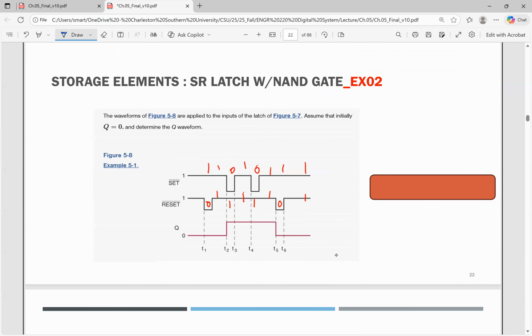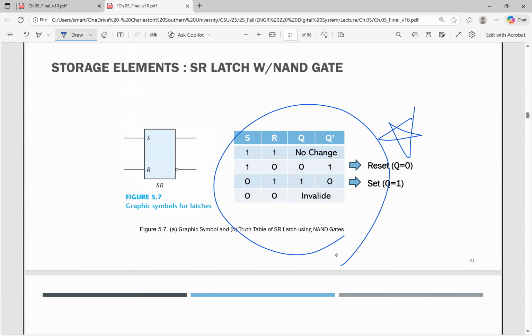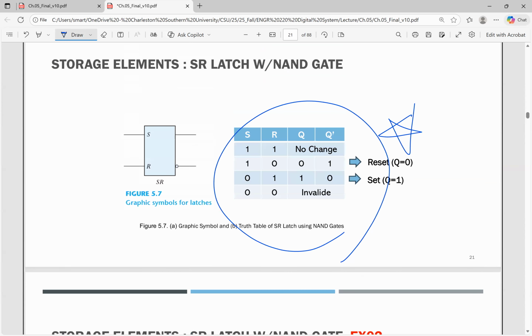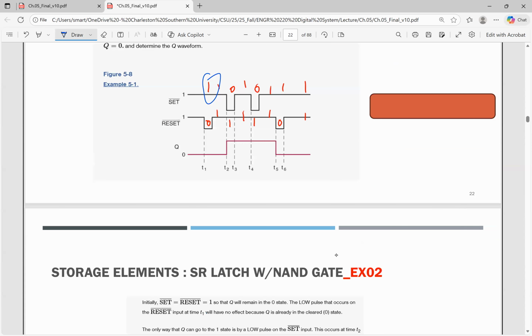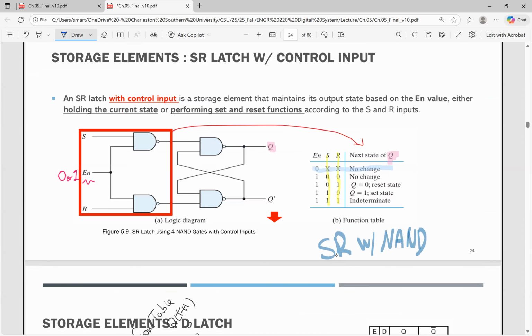So we learned before, it depends on whether it is the SR latch with a NAND gate or a NOR gate. They have different values. With a NAND gate, that was 1, 0, 0, 0, 1, 1, 0, 0. So that is the invalid case. Okay. All right. So in here, the storage element SR latch has a control input.